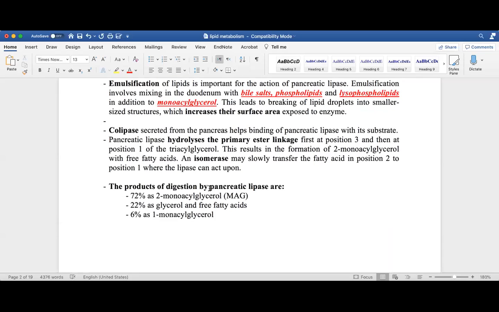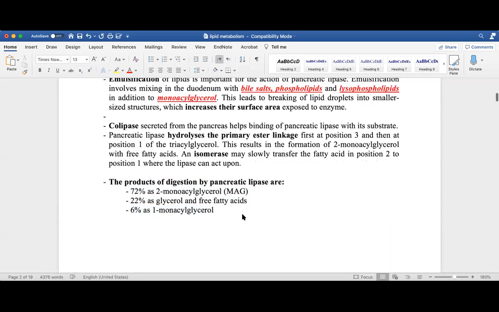What are the products of digestion by pancreatic lipase? You may be asked this on the exam. 72% are monoacylglycerol, which has a fatty acid at position number 2. 22% are glycerol and free fatty acids. 6% are monoacylglycerol with a fatty acid at position number 1.